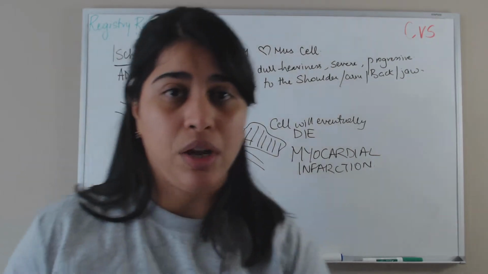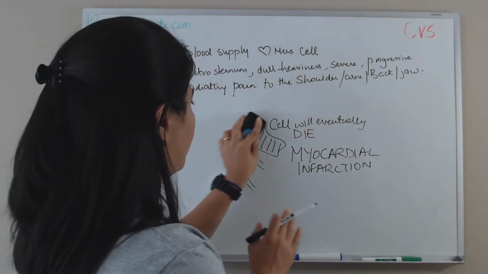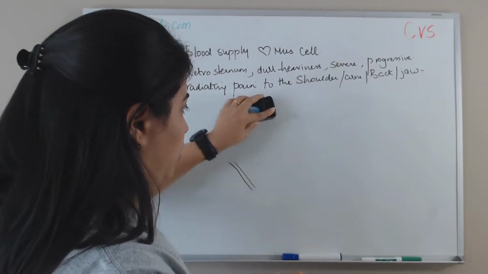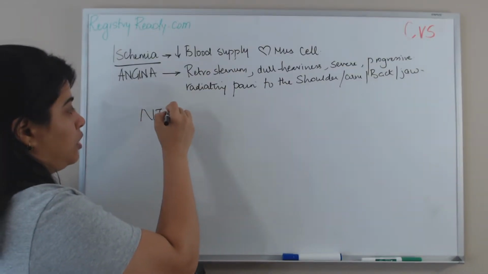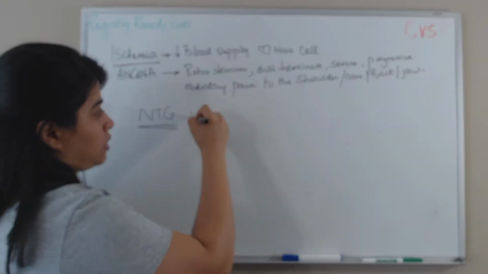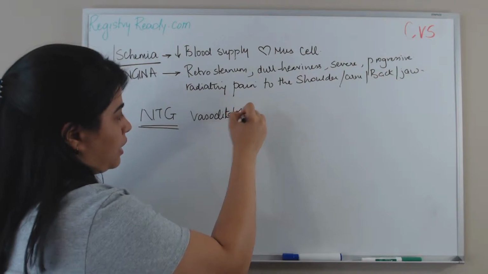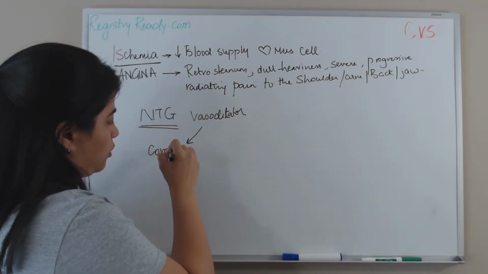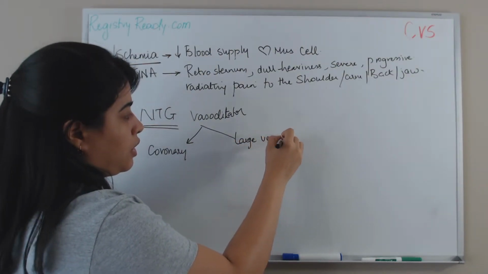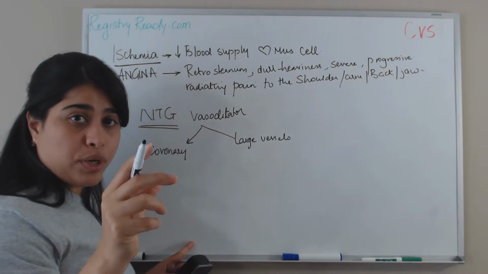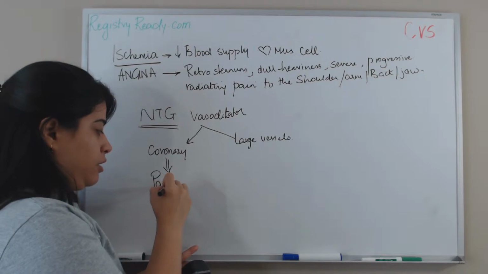Now, your main aim pre-hospital is pain relief. You can't do anything to break the clot or to restore blood supply. But what you could do is give pain relief to the patient. For that, you can use a drug called nitroglycerin. Nitroglycerin is a vasodilator, in that it dilates the coronary artery and the other large vessels. If it dilates the coronary artery, it's going to open up the narrowing, it's going to increase the blood flow, and which is going to give pain relief.